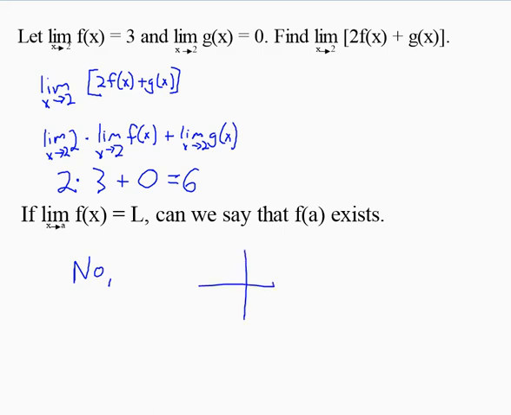Because we could say, well, here's a function. It's a strange function, but the limit as x approaches a here exists, but there's an open circle here, so nothing exists at f of a. So be careful about generalizations like this, especially if it doesn't say that the function's continuous.